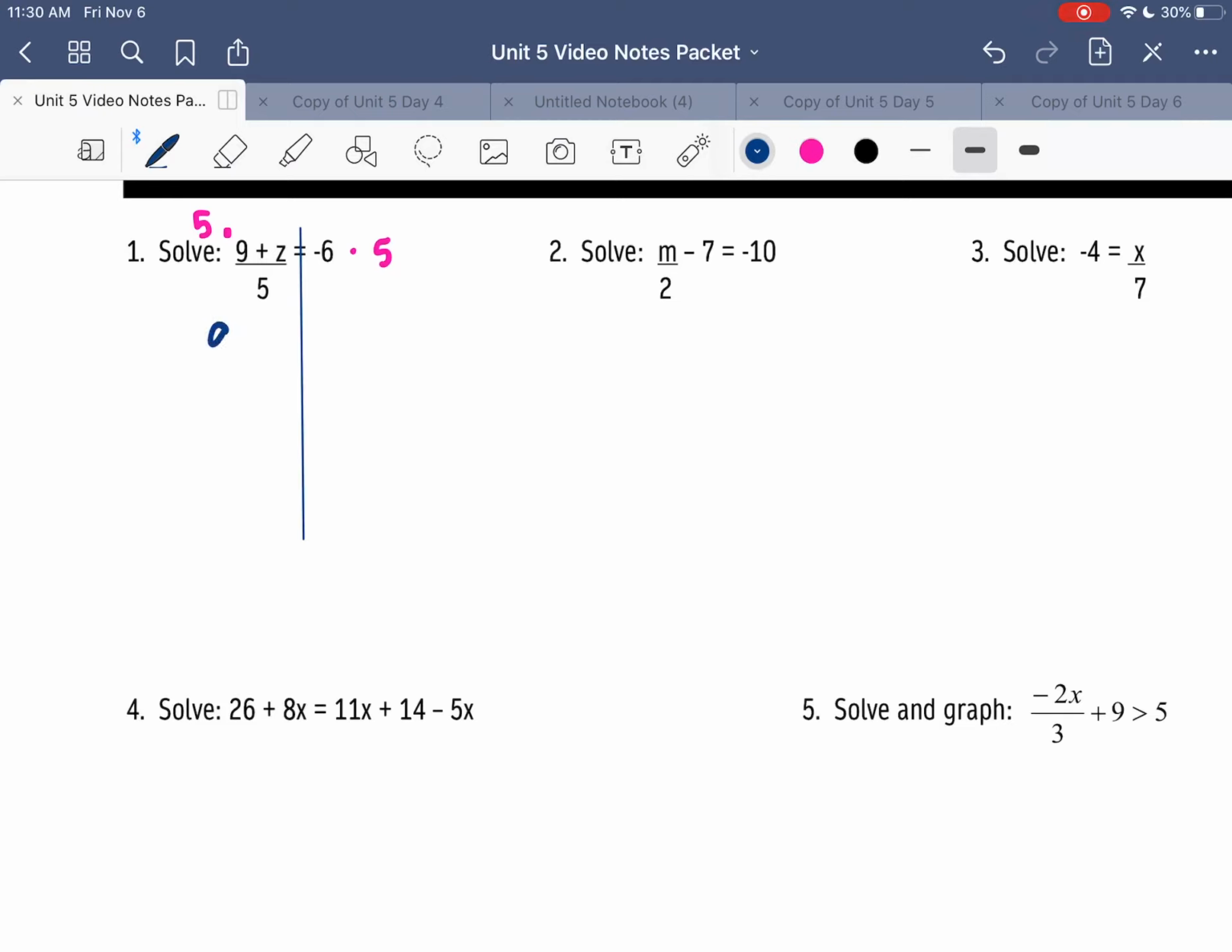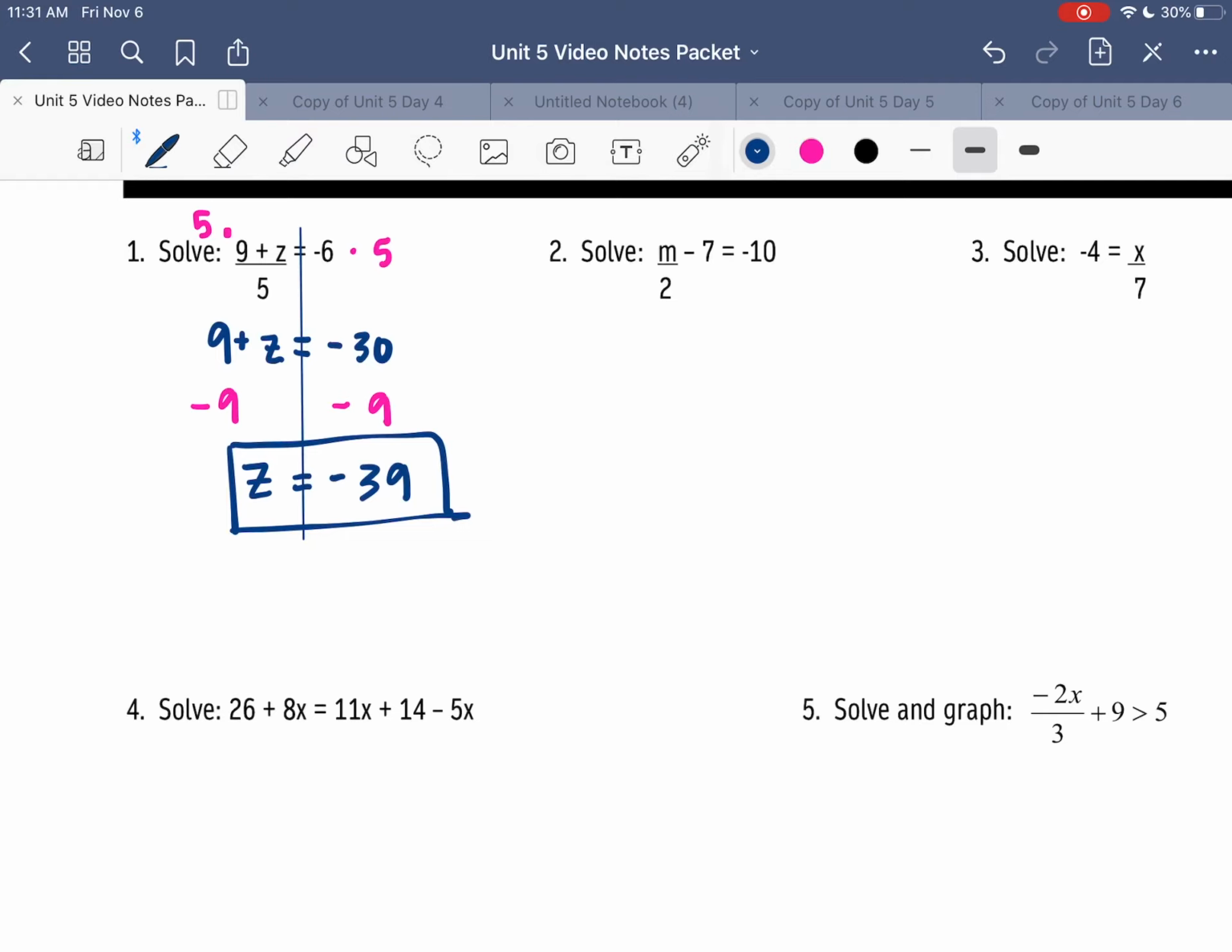So that will give us 9 plus z by multiplying by 5. It just clears that denominator. And negative 6 times 5 is negative 30. And now we have a nice little, actually, one-step equation. So to get z by itself, I would subtract 9 on both sides. And I get z equals negative 30 minus 9, which is negative 39. And I can stop right here. I don't need to do that division step because there was no coefficient for z.